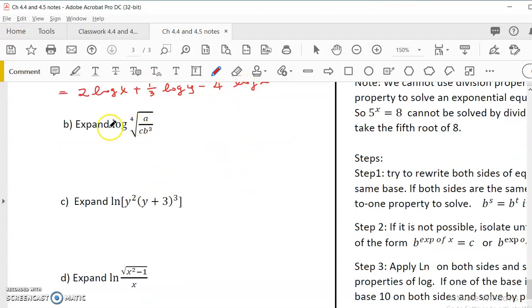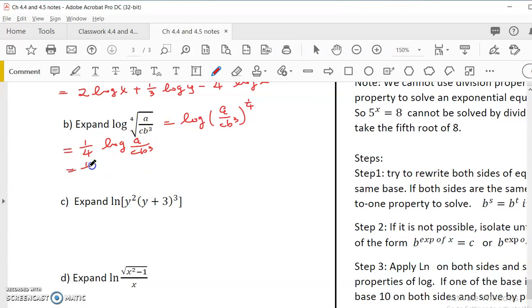And what about this one? I want to expand this into individual logs. This is the fourth root of a over c b cubed, and there are two things in the denominator. First of all, change this to the 1/4, right? So this would be log of a over c b cubed, to the 1/4. First, you're going to move this 1/4. Then you might worry, what about this 3 here? There's an exponent, but we'll do that later. So it's 1/4 log a over c b cubed.